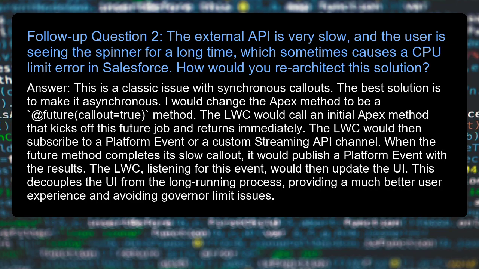The LWC would call an initial Apex method that kicks off this future job and returns immediately. The LWC would then subscribe to a platform event or a custom streaming API channel. When the future method completes its slow callout, it would publish a platform event with the results. The LWC, listening for this event, would then update the UI. This decouples the UI from the long-running process, providing a much better user experience and avoiding governor limit issues.